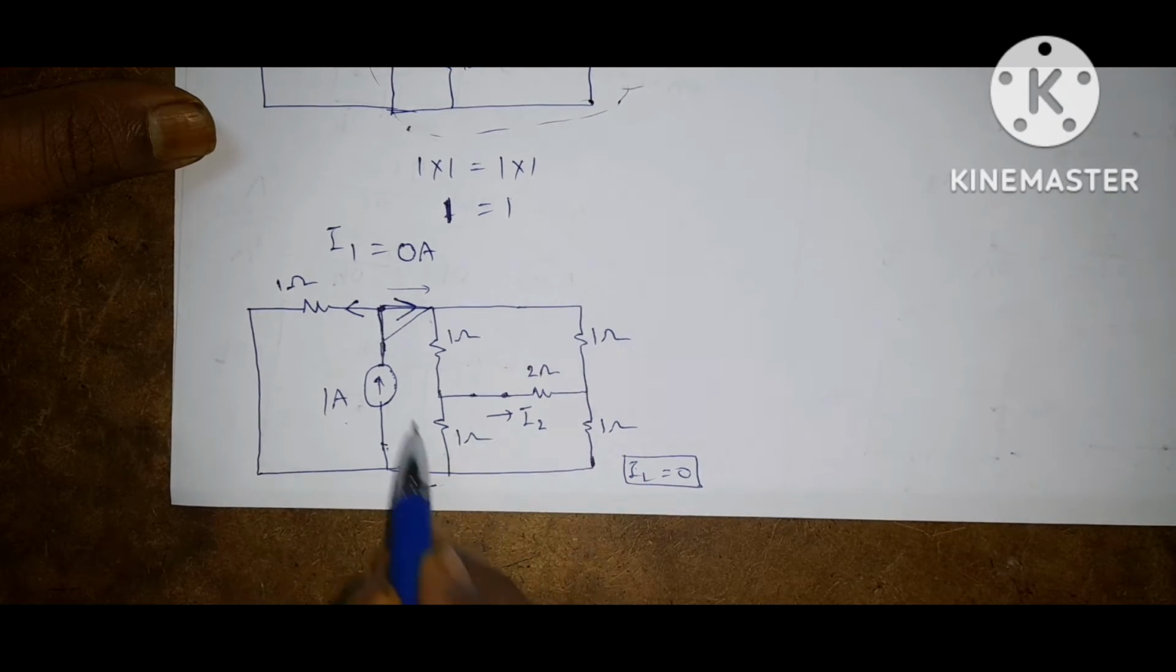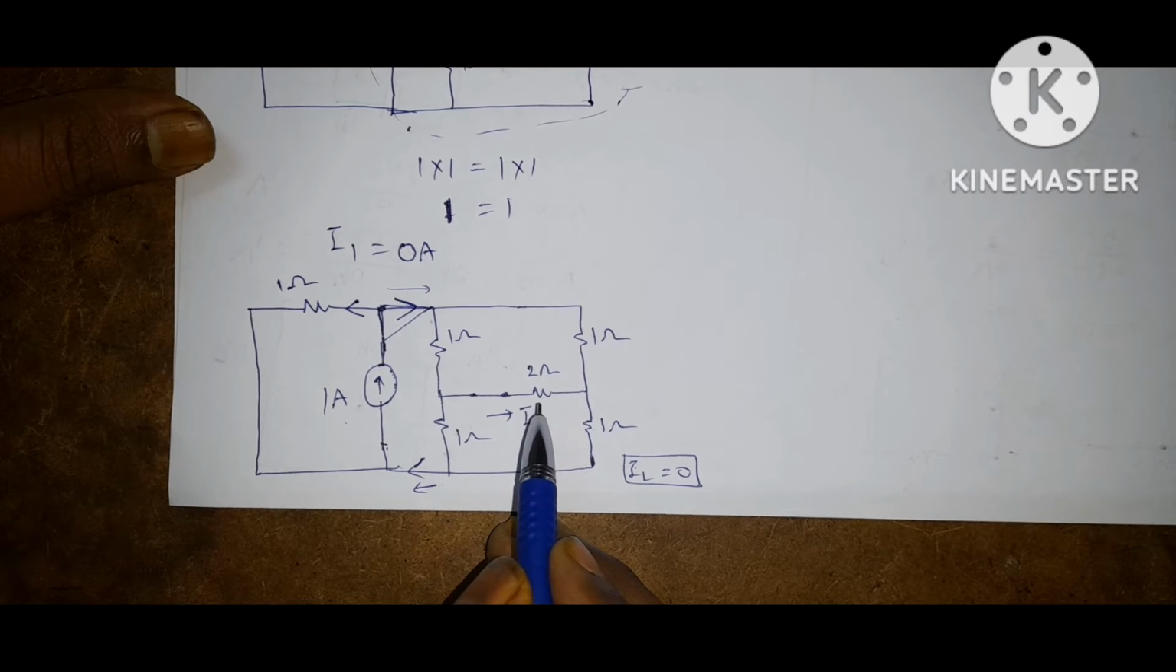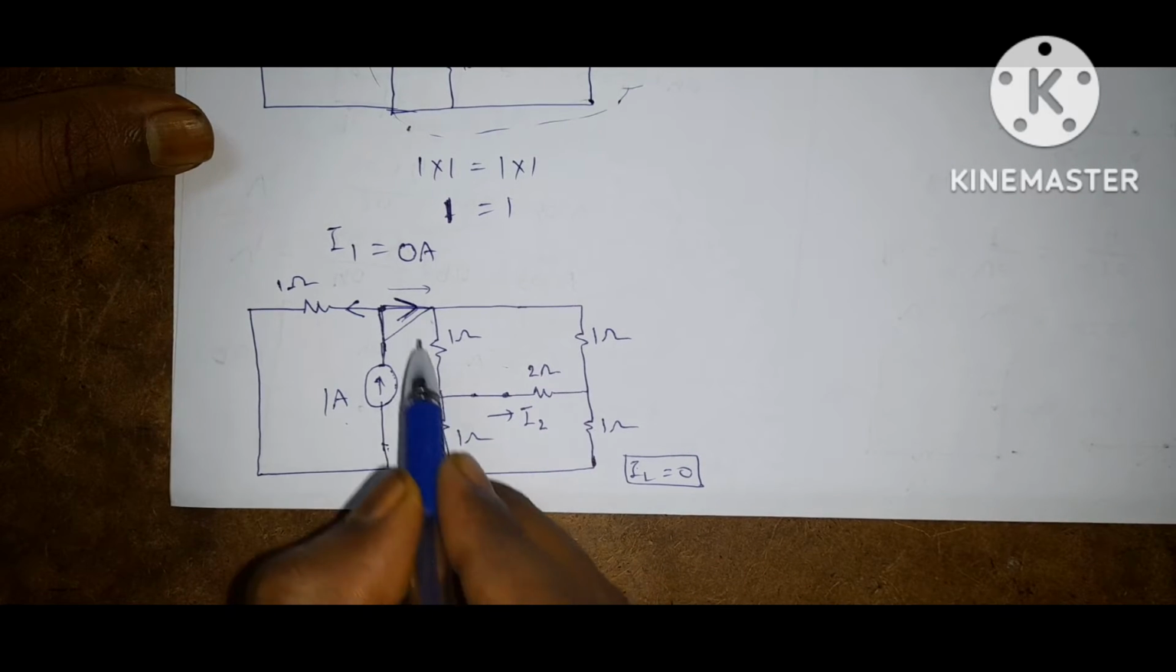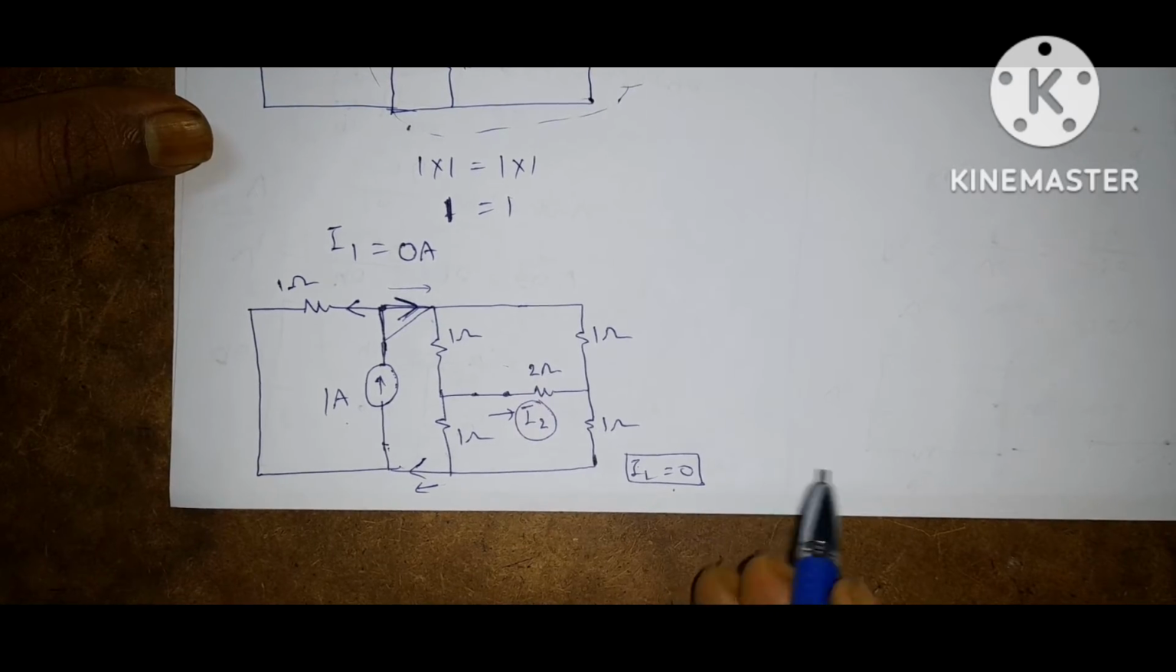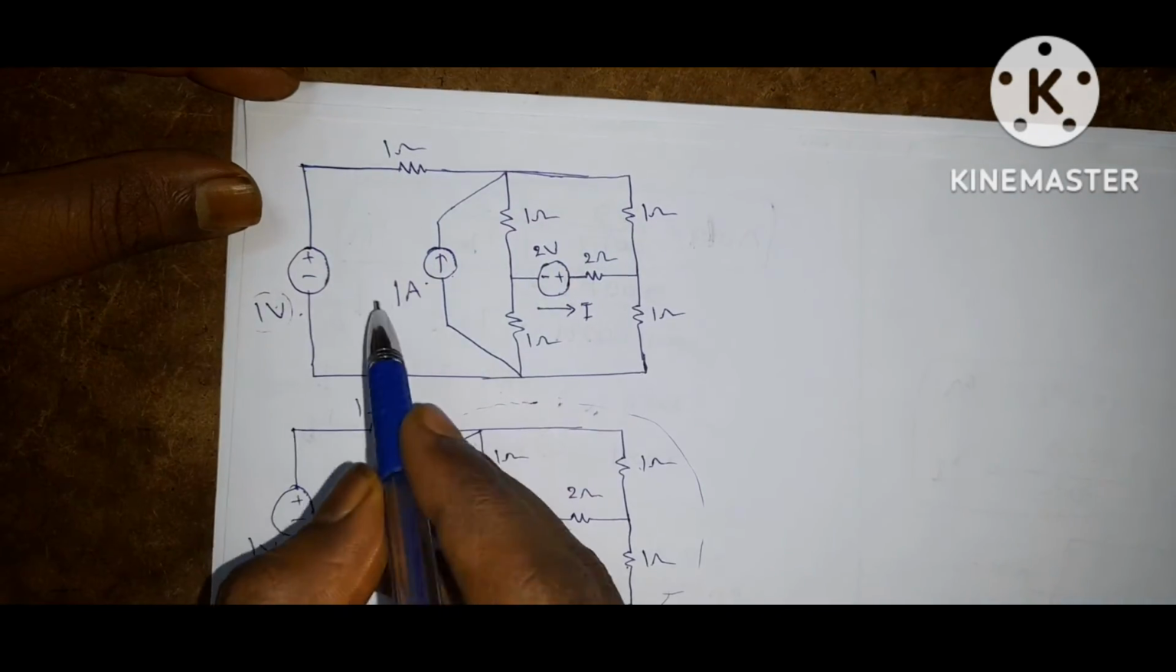Now this is a Wheatstone bridge. It acts like a source, so the bridge is balanced. So the current is 0 amps. Now two sources are completed.